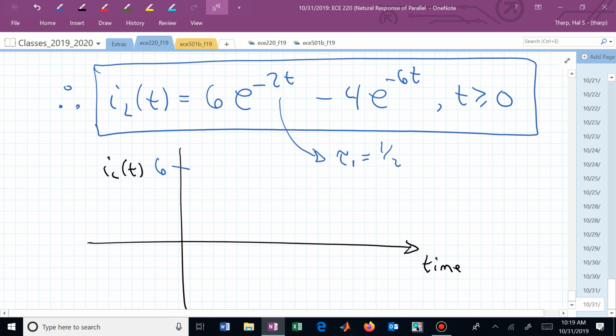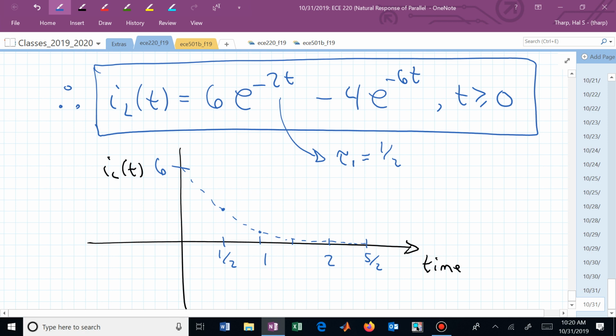So now we could come over here and start labeling tick marks. Here's 1/2. Here's 1. Here's 2. Here's 5 over 2. At 1/2, we're at 37% of where we started. Let's say that's there. Here we're about 15%. And by the time we get to 5 tau, we're done.